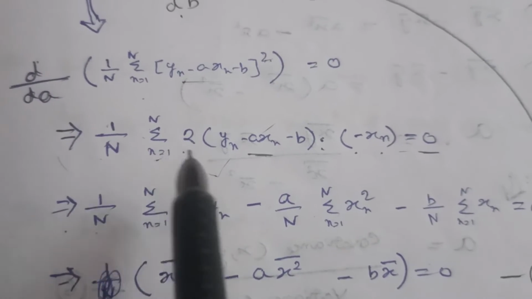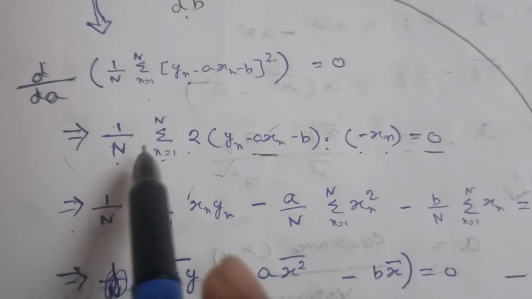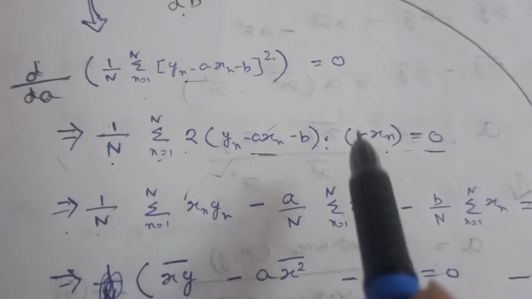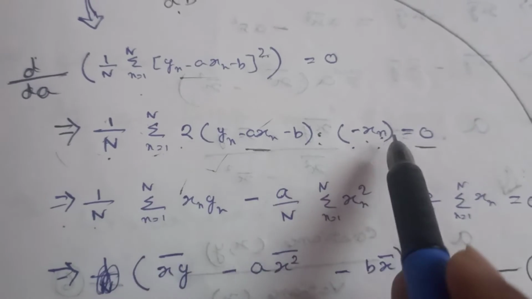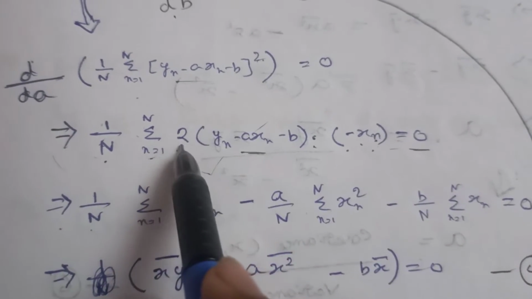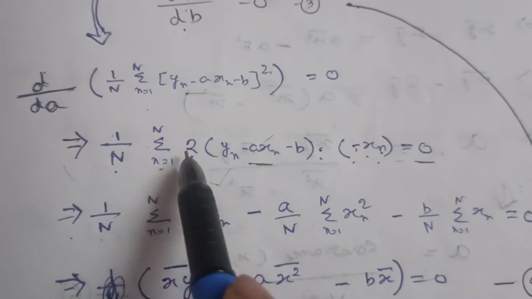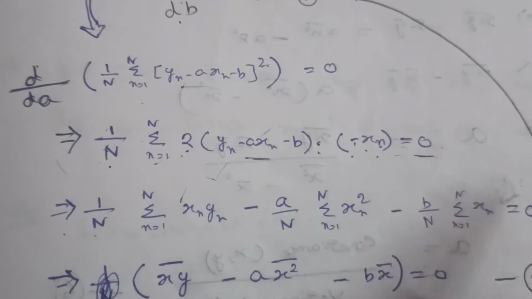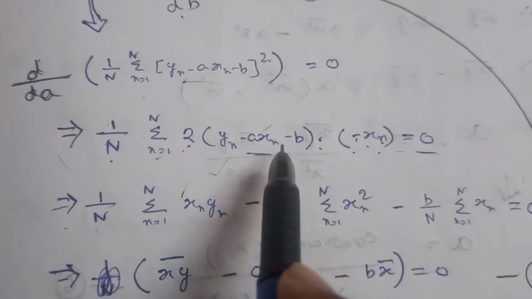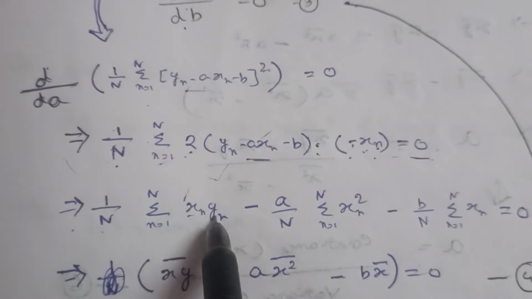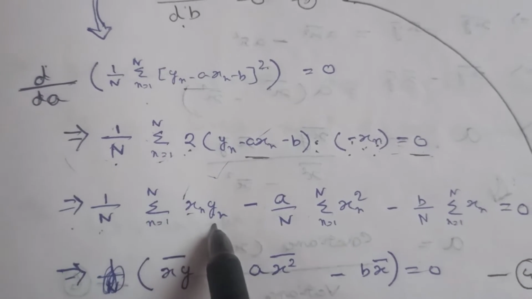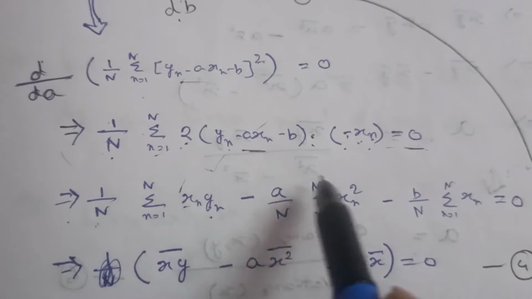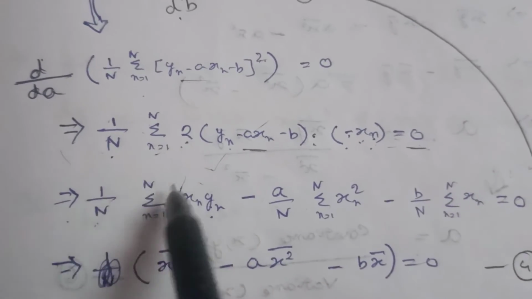We are going to multiply the whole thing by 1 by capital N into summation of n equals 1 to capital N. So first multiply this x_n and y_n. This 2 and this negative are going to cancel with this 0, so we are going to neglect this. So this x_n and y_n become x_n y_n. So 1 by capital N, n equals 1 to capital N, x_n y_n. Every term will be multiplied by this.